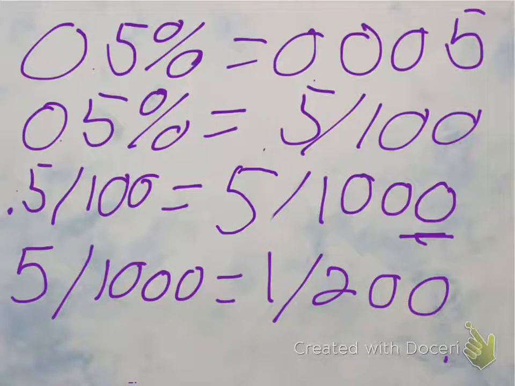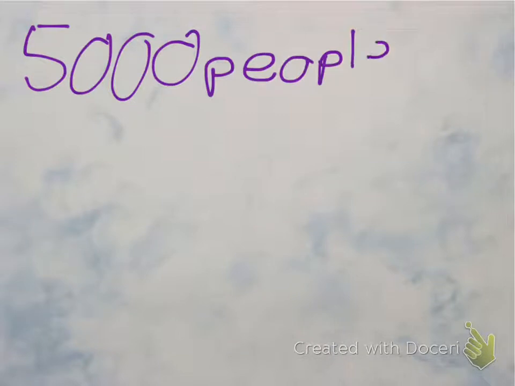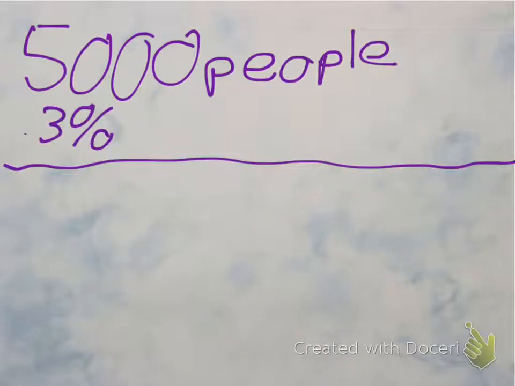The example I'm going to have you do today is, in a survey of 5,000 people, only 0.3% of them said that all of their wishes had come true. How many people in this sample does that represent? Stop the video and we'll go over it together after you solve it.